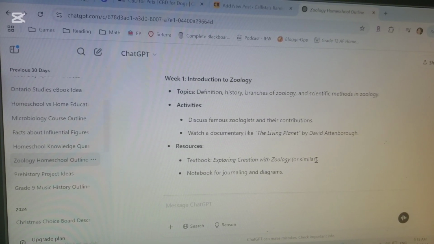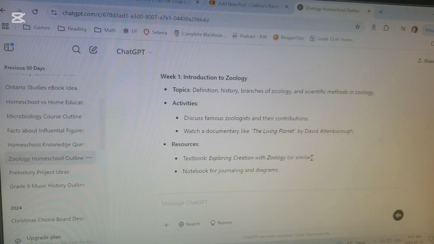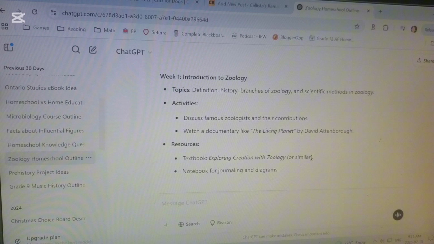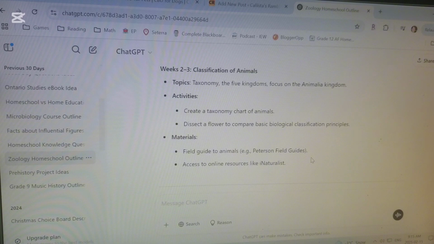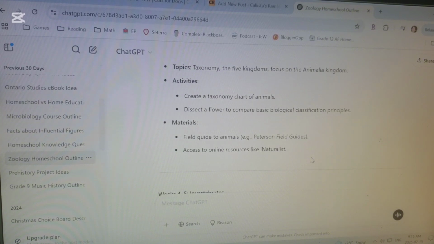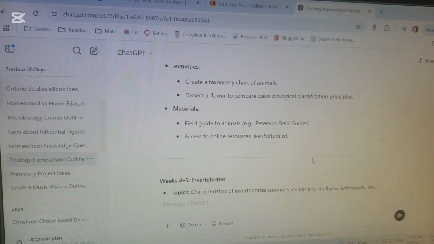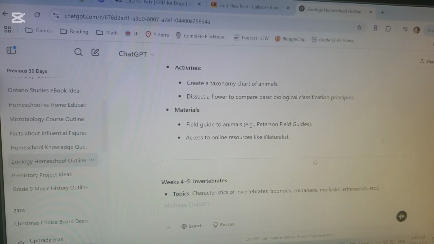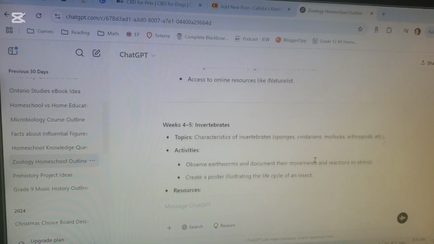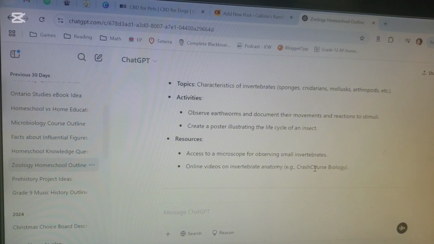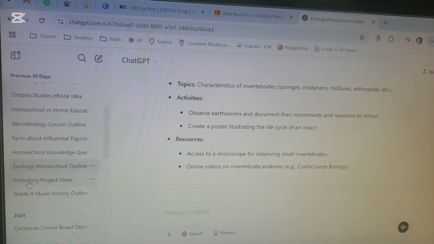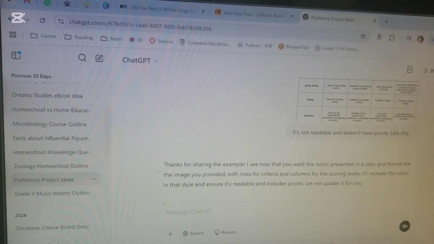It mentions the textbook Exploring Creation with Zoology, but I'm not going to use that. The whole point is I didn't want to use a textbook specifically, so I'm going to ignore that part. Then weeks 2 to 3, we're learning about taxonomy. And it mentions iNaturalist. I had never heard of that. I looked into it, and it's something really cool that we're going to use. Weeks 4 to 5. So you get the idea anyways. You can pause the video if you want to look at more things longer. Prehistory, we already finished. It was our first semester.